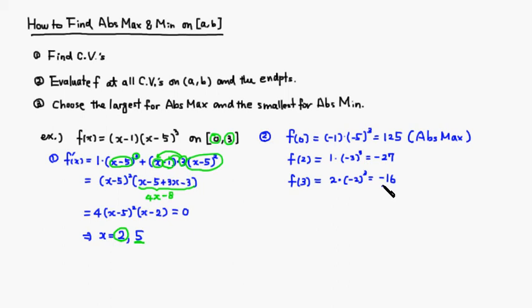If you're looking for the absolute minimum, smallest value is negative 27. This is going to be the absolute minimum value. So those are the absolute maximum and the absolute minimum. So this is how you find the absolute maximum and absolute minimum of a function on a closed interval. Make sure that it's a closed interval, like this one right here. That's it. I hope that this was clear.